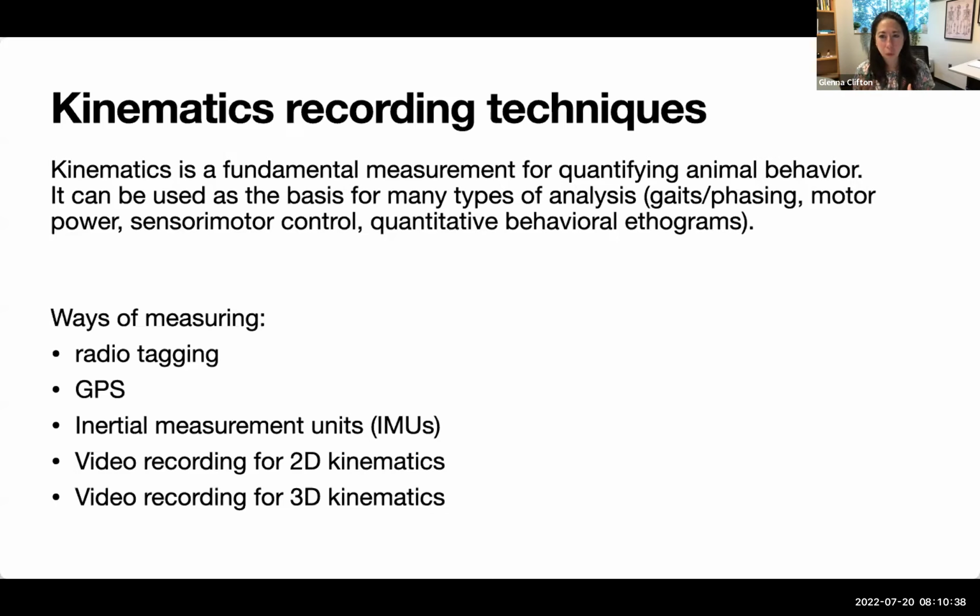And really what we'll be focusing on today, though, is the 3D videography. So for the rest of today's workshop, we're really going to be focusing on using 3D videography in order to quantify the kinematics, which help us get to all these different types of analysis, from looking at behaviors to looking at gaits.